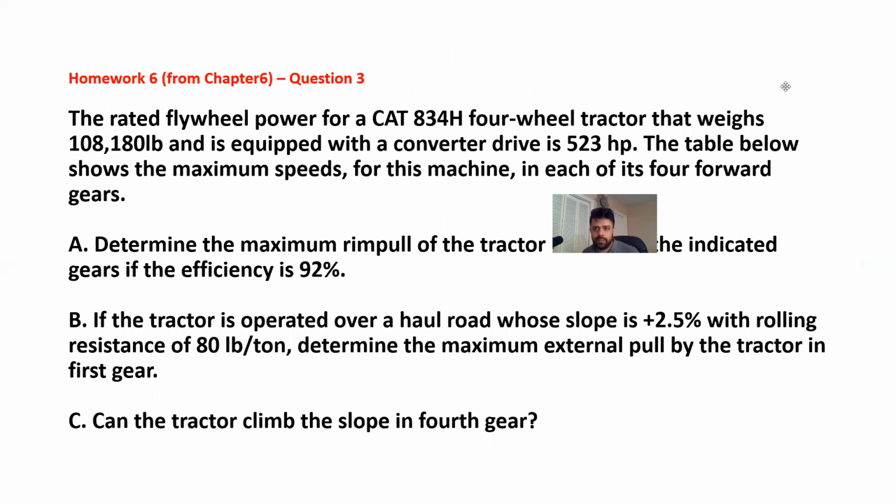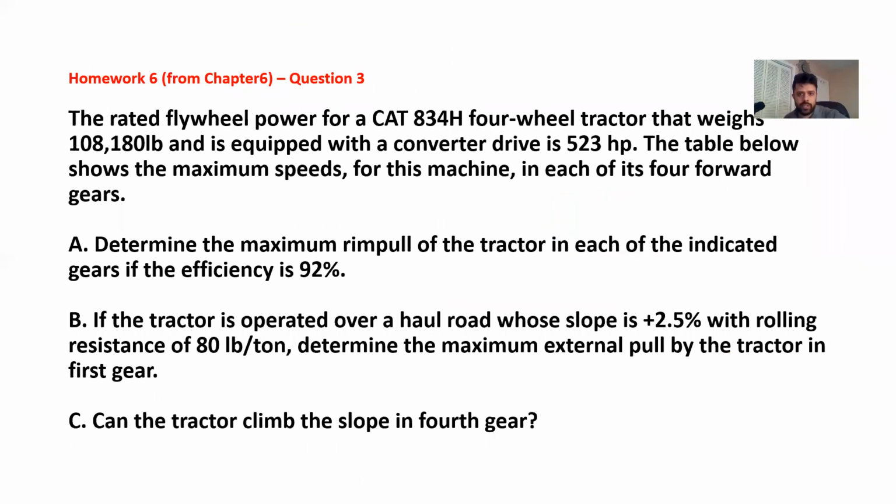So we have another CAT machine, 834H four-wheel tractor. This is the weight of it in pounds, and it is equipped with a converter drive of 523 horsepower. So we probably will need to find the rimpull, because whenever horsepower comes into play, we probably need to find a rimpull, or not. Maybe it's just extra information.